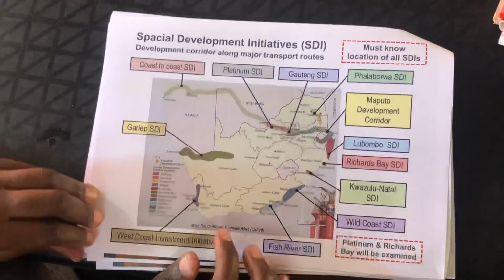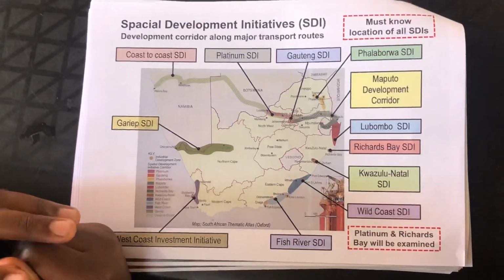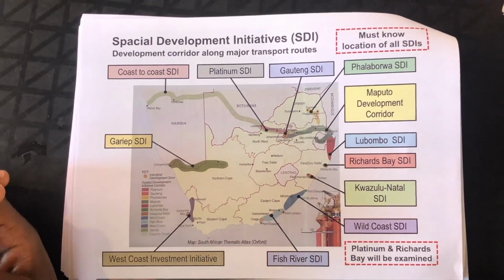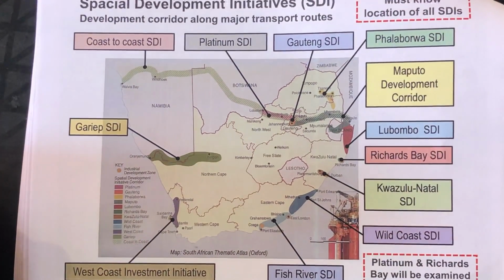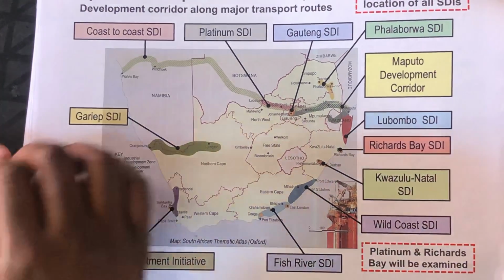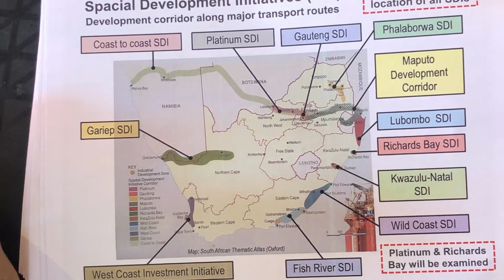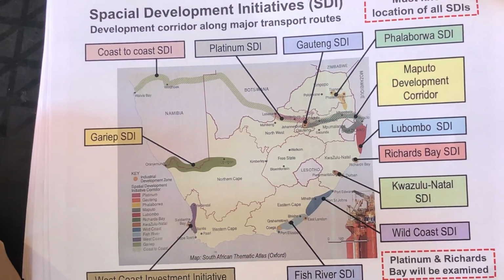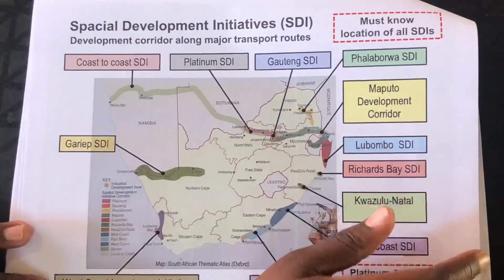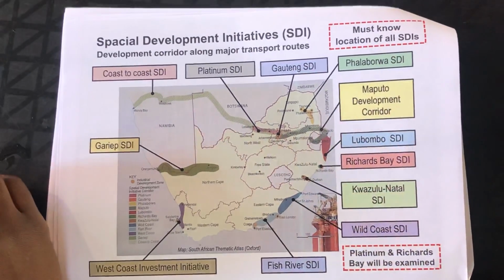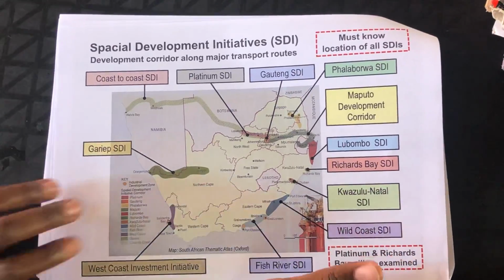Another strategy that was implemented is also the Spatial Development Initiatives, which was an initiative to develop and stimulate industries along development corridors and major transport routes. And these are the SDIs that are located in South Africa. It's a must for you to know where these industries are located. And it was a way of trying to decentralize industries from the 4 main core industries that we have just looked at.